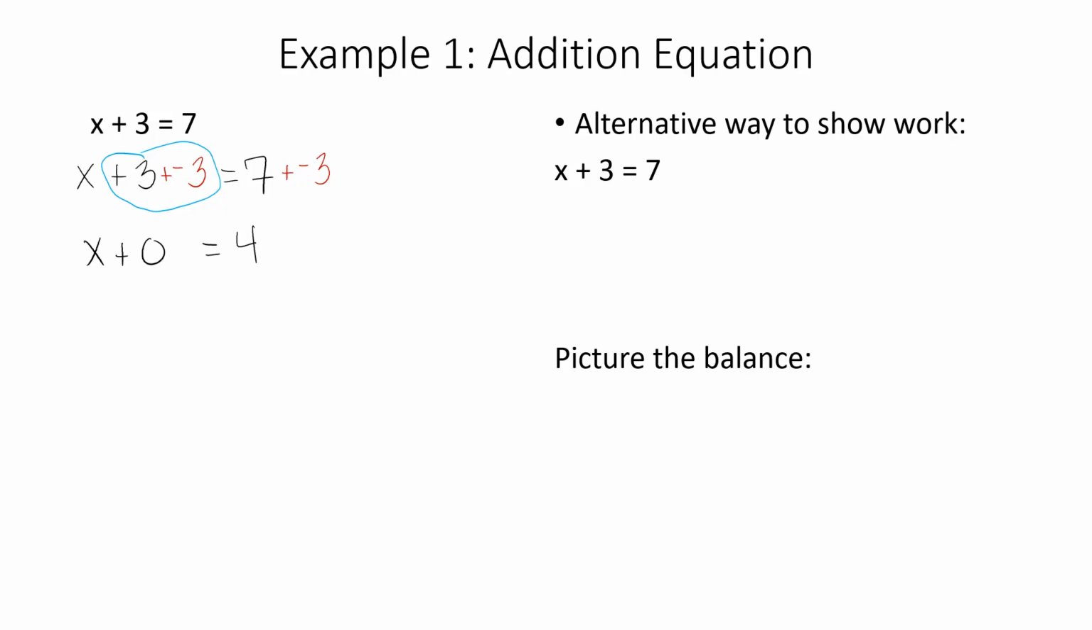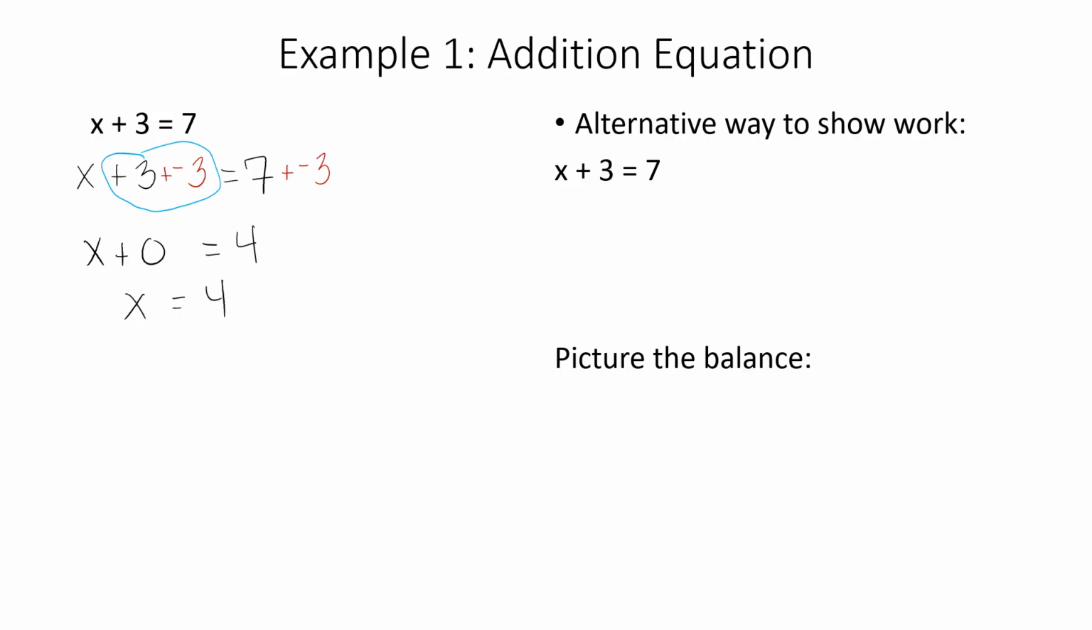And here's the other property. If you add 0 to any number, you leave the number alone, or it is itself. So x plus 0 is x, and I am left with x is equal to 4.